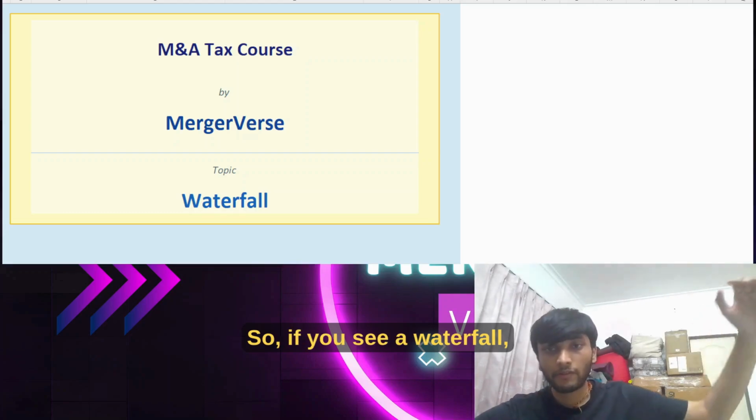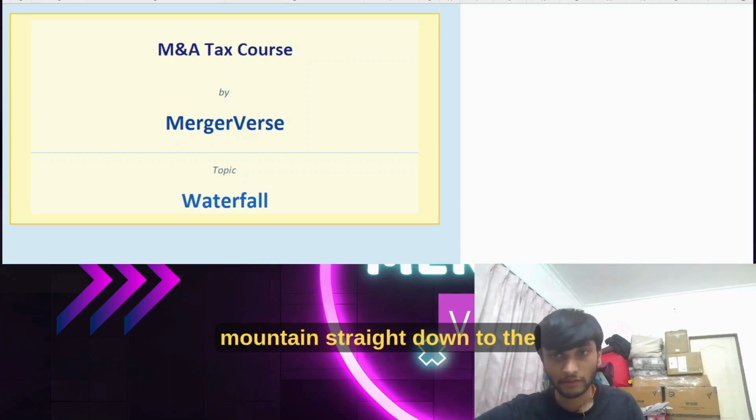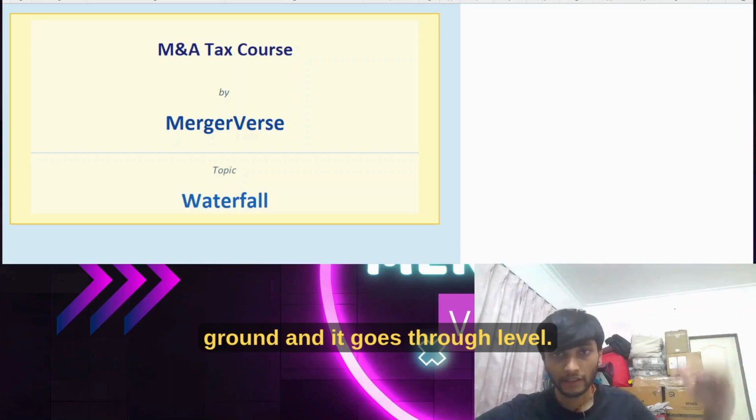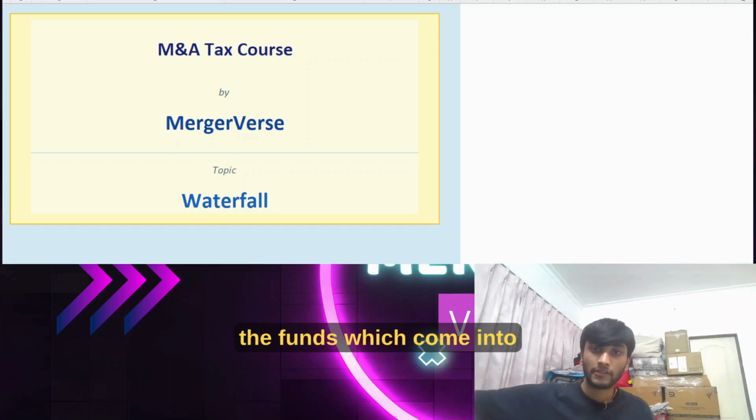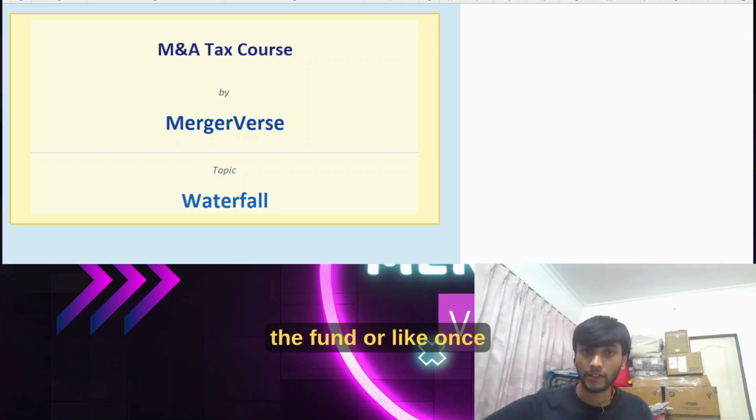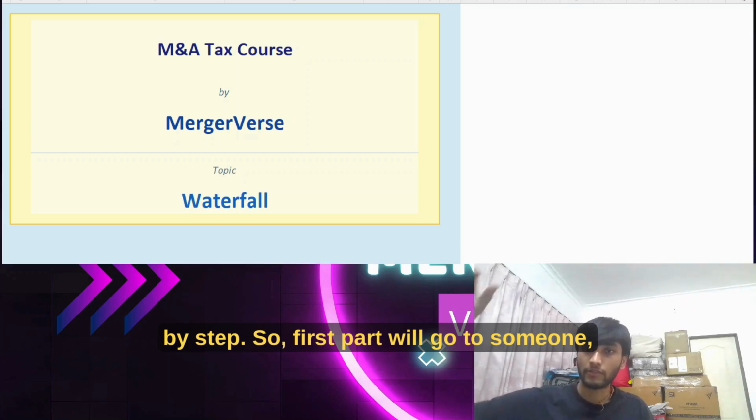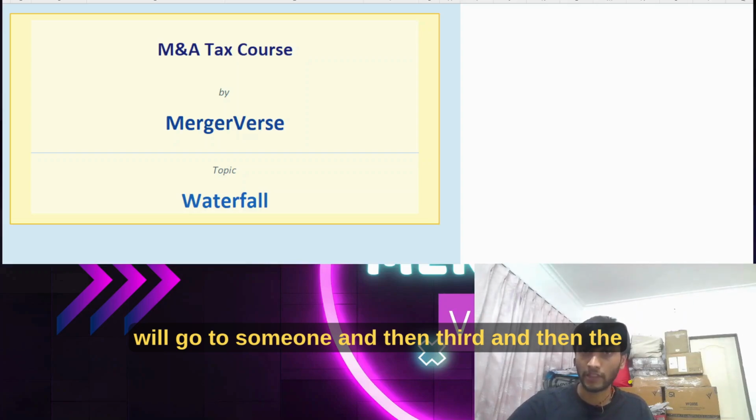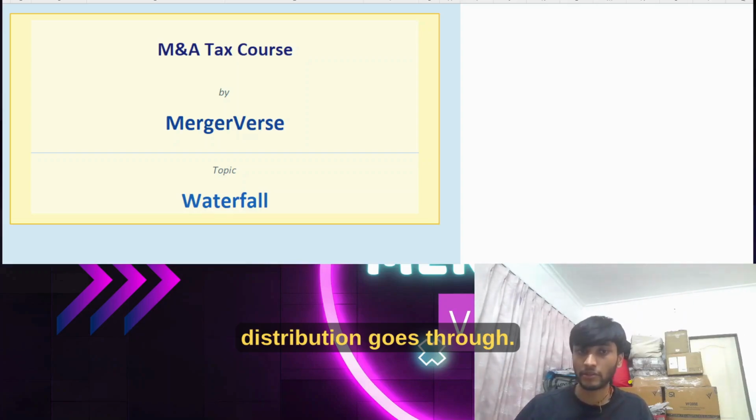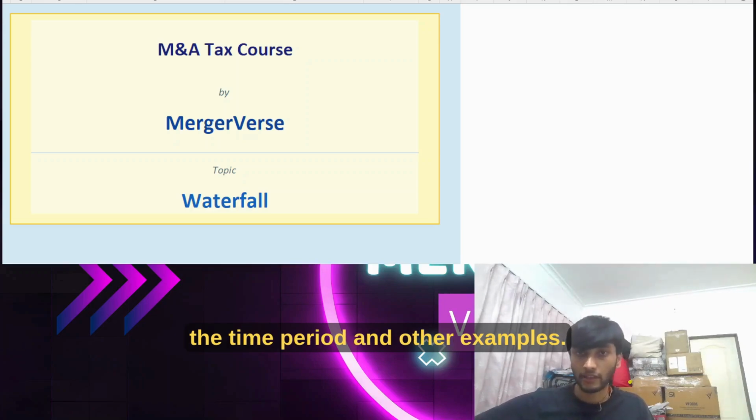If you see a waterfall, it's water falling down from the top of the mountain straight down to the ground, and it goes through levels. In fund structures also, once you do the liquidation, the returns go through step by step. First part will go to someone, then the second part will go to someone, and then third, and the distribution depends upon the valuation, the time period, and other factors.